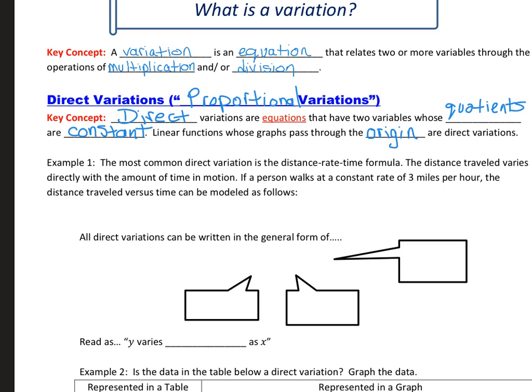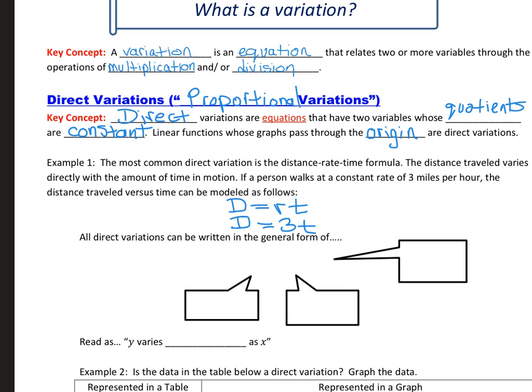One of the most common direct variations is the distance-rate-time formula. This is a formula that we use to understand how much distance is traveled when something is in motion at a constant rate. So that formula I'm sure you've seen before in your life. It's d for distance equals rate times time. So for example, if a person is walking at a constant rate of 3 miles per hour, we could model that as distance equals 3 times t.